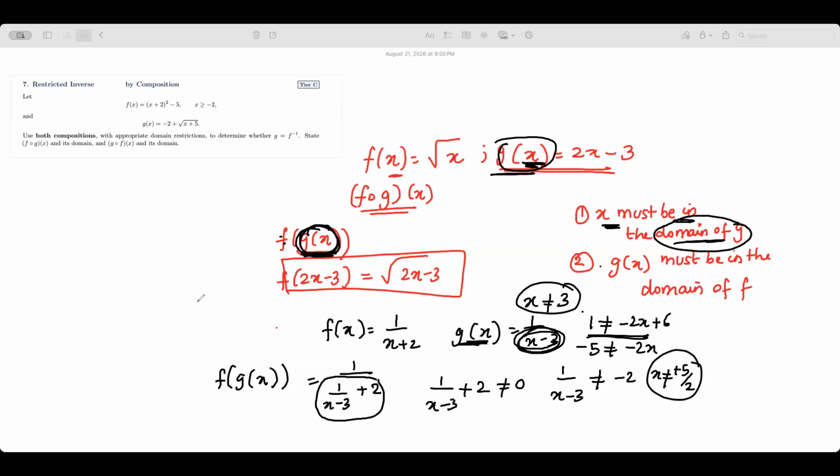Okay, for our composite functions, x should be in the domain of g. So first thing is x can't be equal to 3, right? And after that, what you need to verify? g of x must be in the domain of f. g of x must be in the domain of f. What is the domain of f?